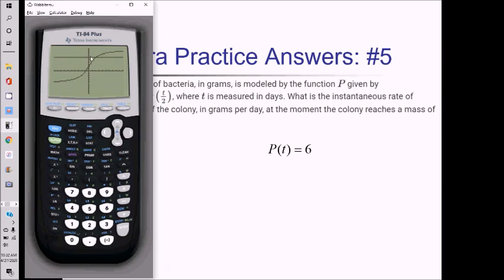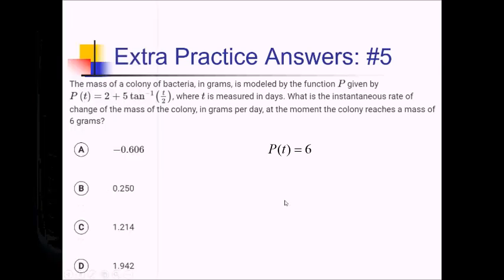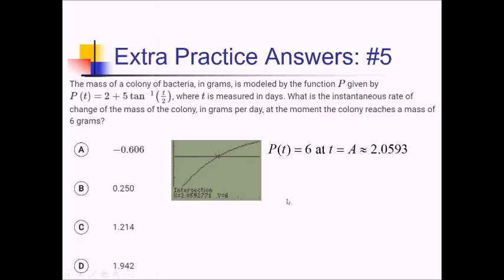There is the horizontal line 6, so I do see pretty clearly where these are crossing. So let me do second trace and then option 5 for intersect. Let's just move a little closer to that intersection, press enter 1, 2, 3 times. It comes out to about 2.0593. And I'm going to store that as a variable like a on my calculator, just so I can turn around and use it fairly quickly.